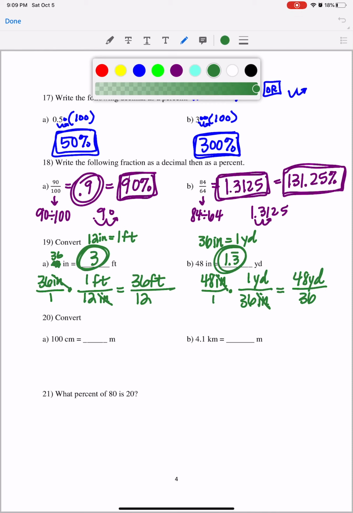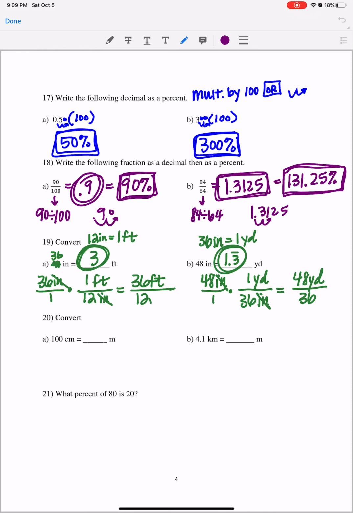Now, 20 is the same thing. You can use either dimensional analysis or your metric unit system where you're just moving the decimal. We're going to give you the conversions again. So I'm wanting to convert 100 centimeters to meters. Yeah, so this is another bad one again. Your unit conversion is 100 centimeters equals 1 meter.